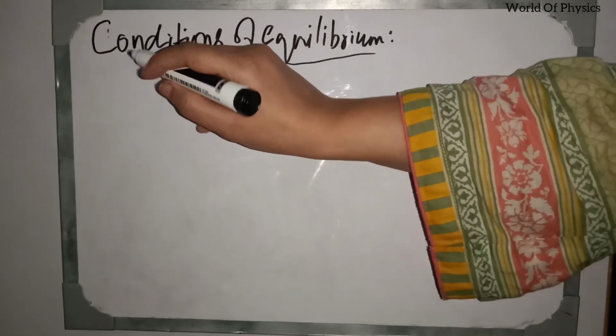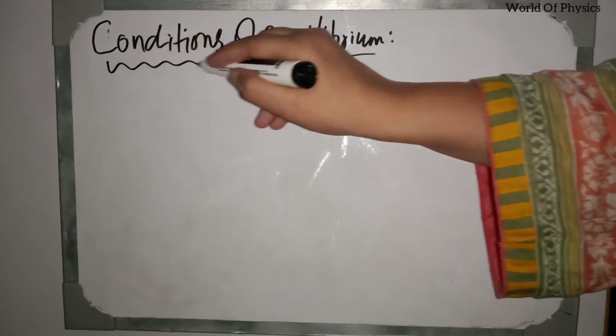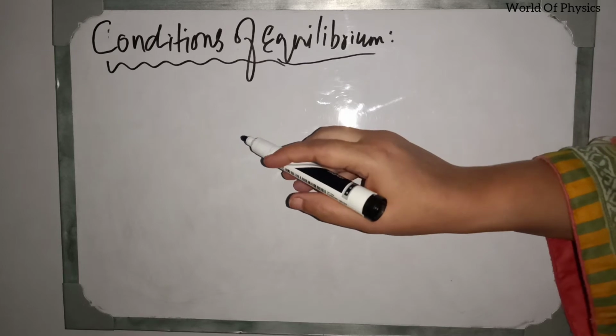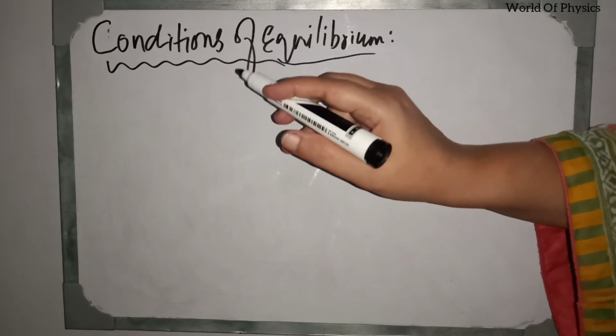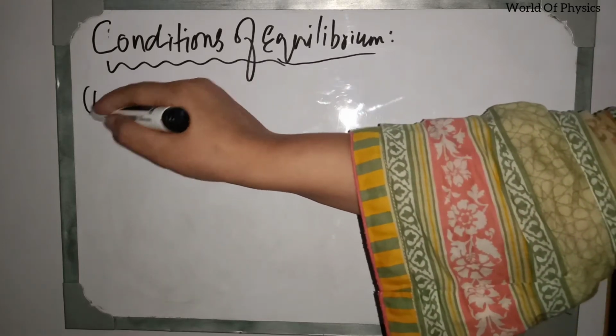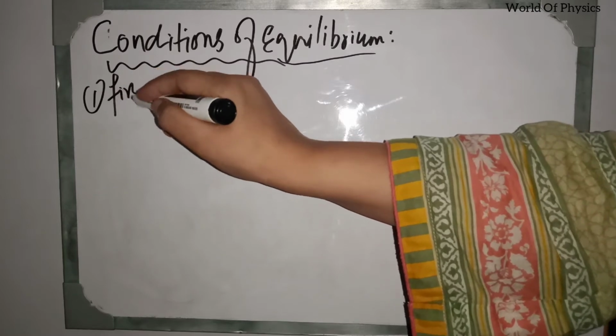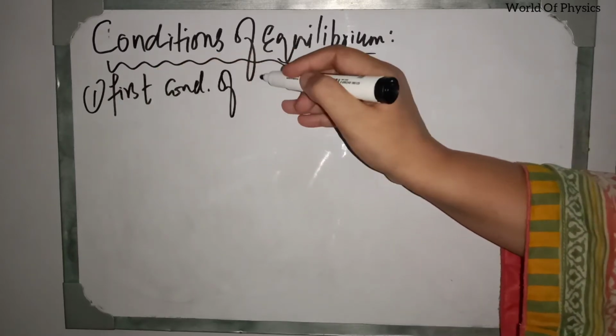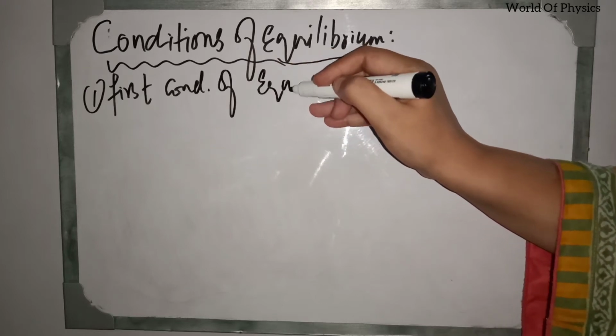Today our topic is conditions of equilibrium. For a body to be in complete equilibrium, there must be two conditions. Number one is called the first condition of equilibrium, whereas the second one is called the second condition of equilibrium. First of all, we are going to discuss the first condition of equilibrium.